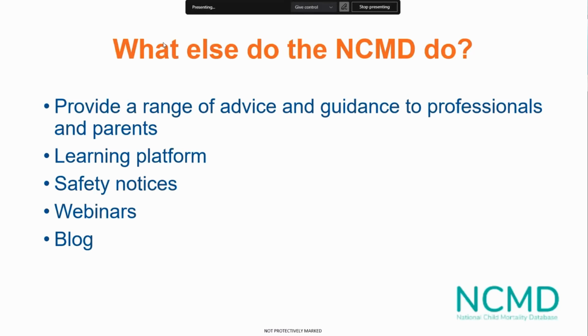Other things that the National Child Mortality Database does is provide a range of advice and guidance to professionals and to parents as well. They do have a website and you can look this up. The learning platform that they have is also available, and there are safety notices available to download as well. They also have webinars which they will run occasionally, as well as blogs which also look at some of the issues from the National Child Mortality Database.